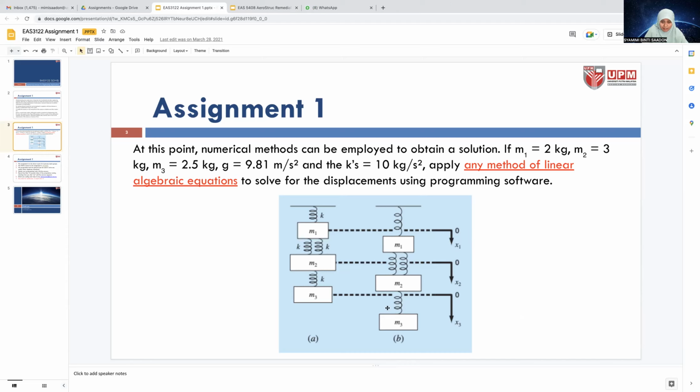In order to solve the linear algebra or the matrix, you need to program the software. I want you to program the software, not calculate by hand, so that you can get the answer for x1, x2, x3.